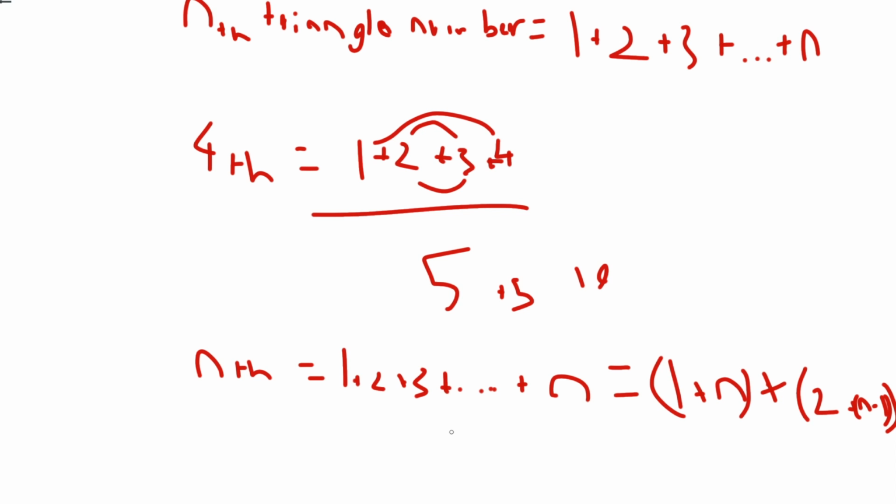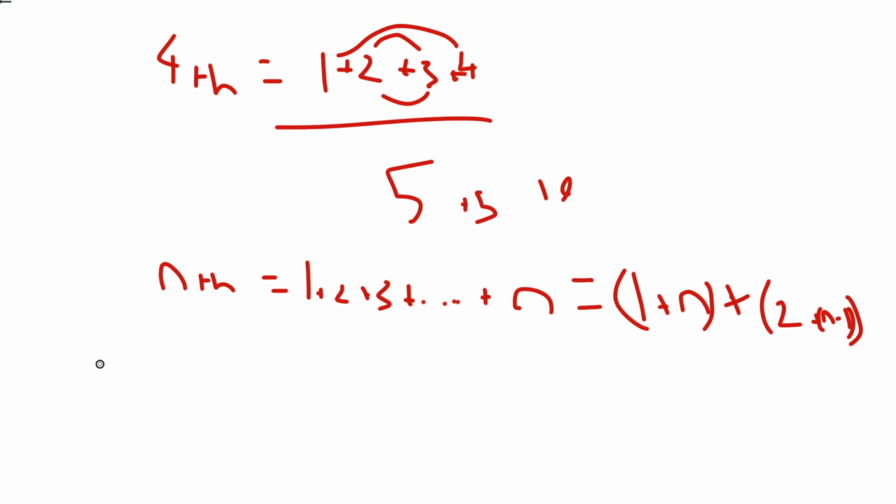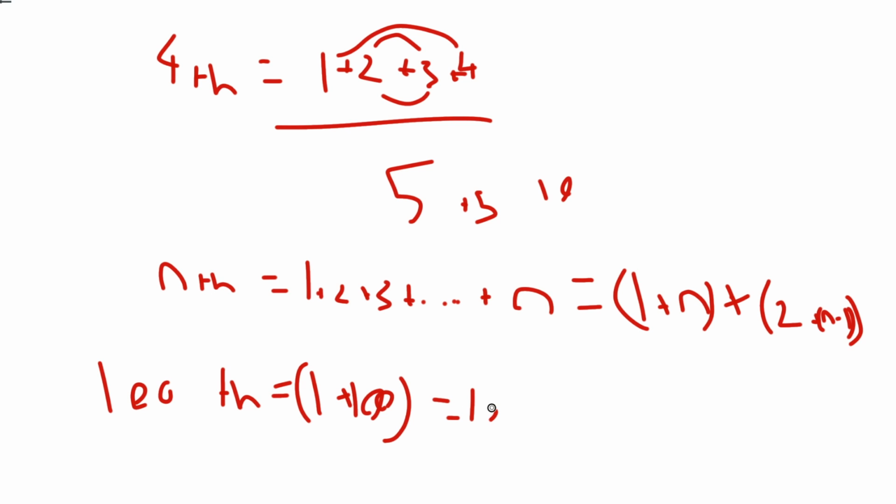So let's take 100, for example. Let's try and calculate the 100th triangle number. Well, this is going to be equal to 1 plus 2 plus 3 plus ... plus 99 plus 100. So here's my strategy. Add up 1 plus 100, and this is going to be equal to 101.